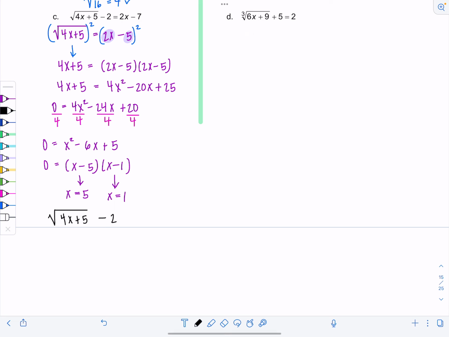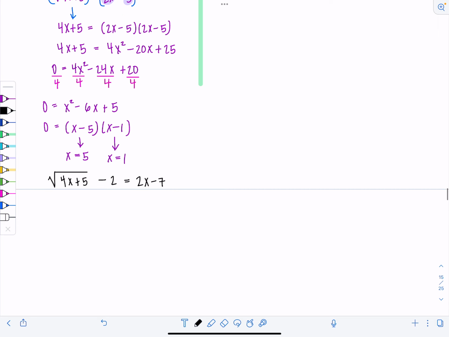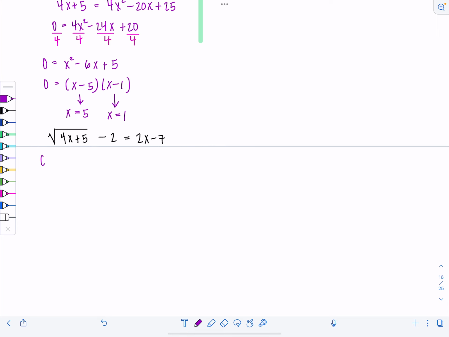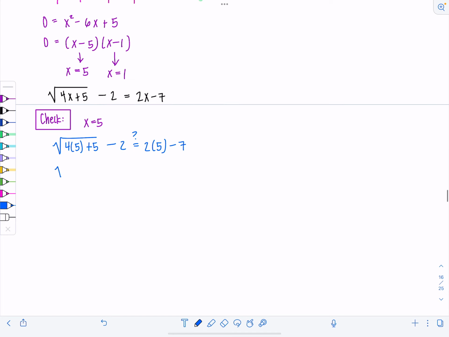So radical 4x plus 5 minus 2 equals 2x minus 7. I'm going to check them in there one at a time. So let's start off by checking x equals 5. Let's see. So radical 4 times 5 plus 5 minus 2. Does that equal 2 times 5 minus 7? So that's rad 25 minus 2. Does that equal 10 minus 7? Rad 25, that's 5 minus 2. Yep, that equals 3. So we're good.